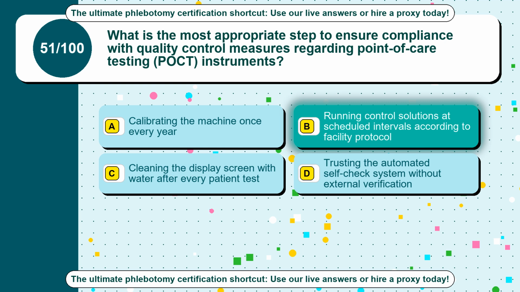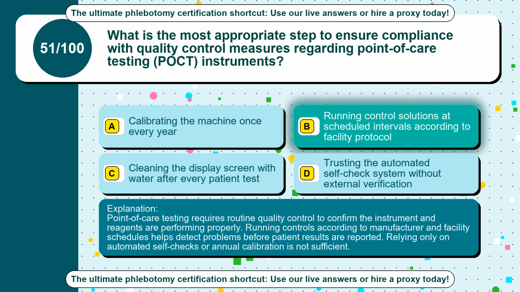The correct answer is option B. Running control solutions at scheduled intervals according to facility protocol. Point-of-care testing requires routine quality control to confirm the instrument and reagents are performing properly. Running controls according to manufacturer and facility schedules helps detect problems before patient results are reported. Relying only on automated self-checks or annual calibration is not sufficient.